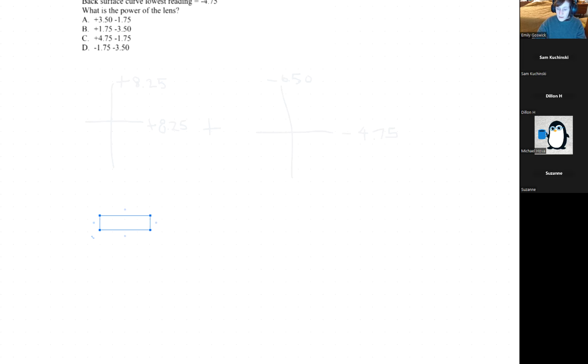Okay, and then let me do the next one here. We're also going to put together a plus 8.25 and a minus 4.75. And if we put those two together, we're going to get a plus 3.50. Let me make those a tiny bit bigger just so they're a little bit more visible. Okay, so in this case, we have to do a little bit more work because of the different powers, but we now have a plus 1.75 and a plus 3.50. Okay, so what this is here is this is a new optical cross.